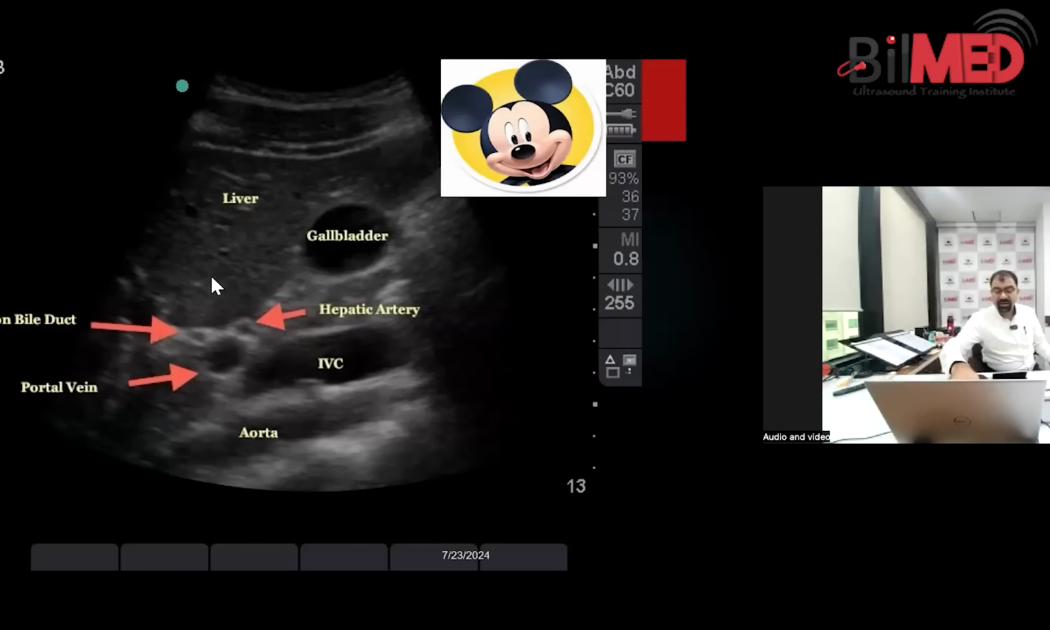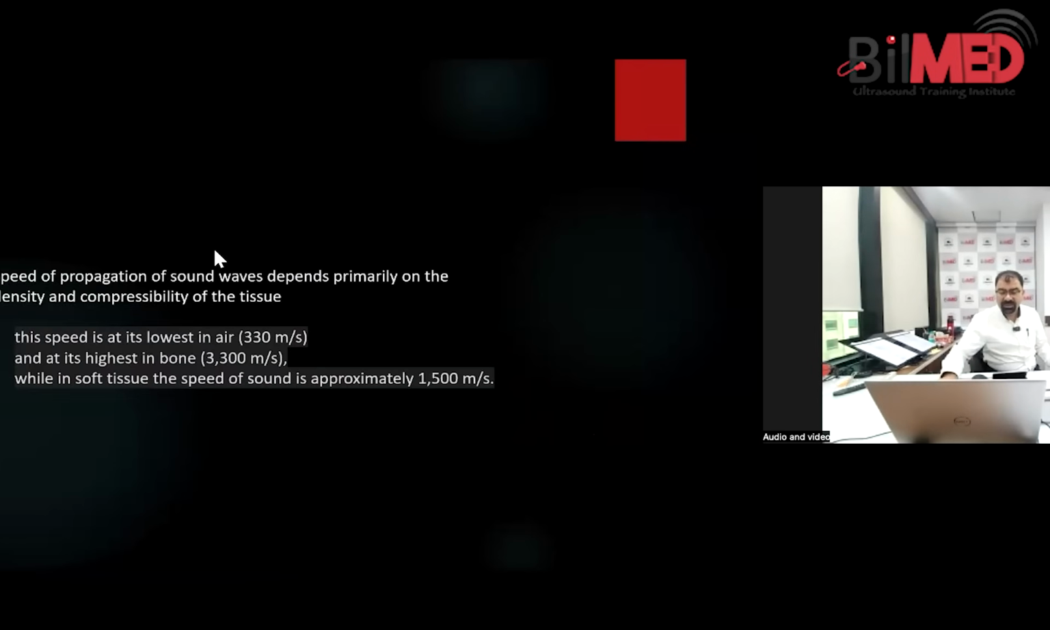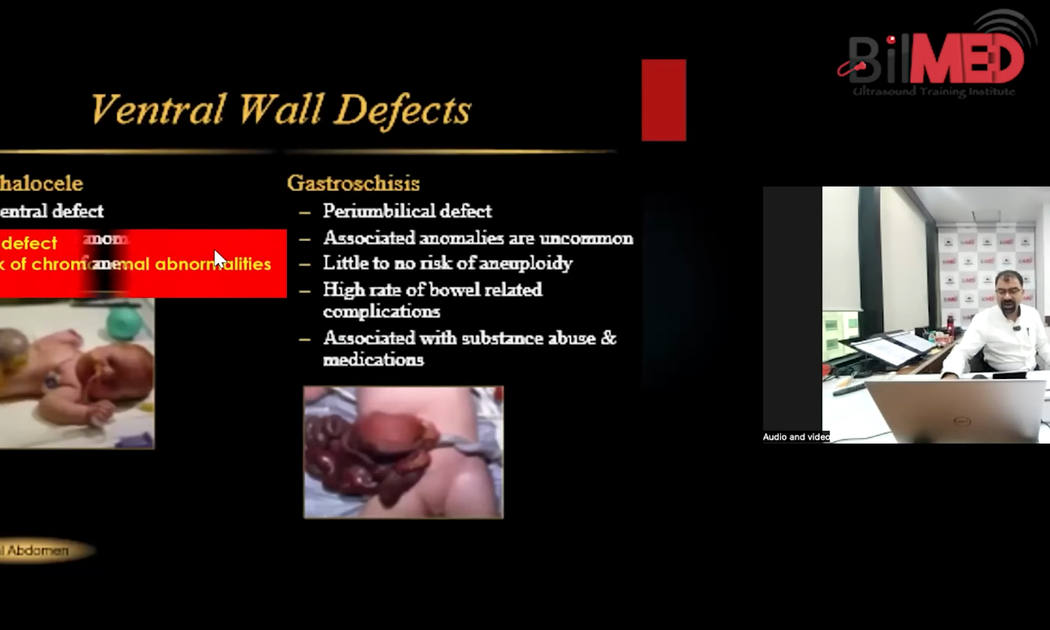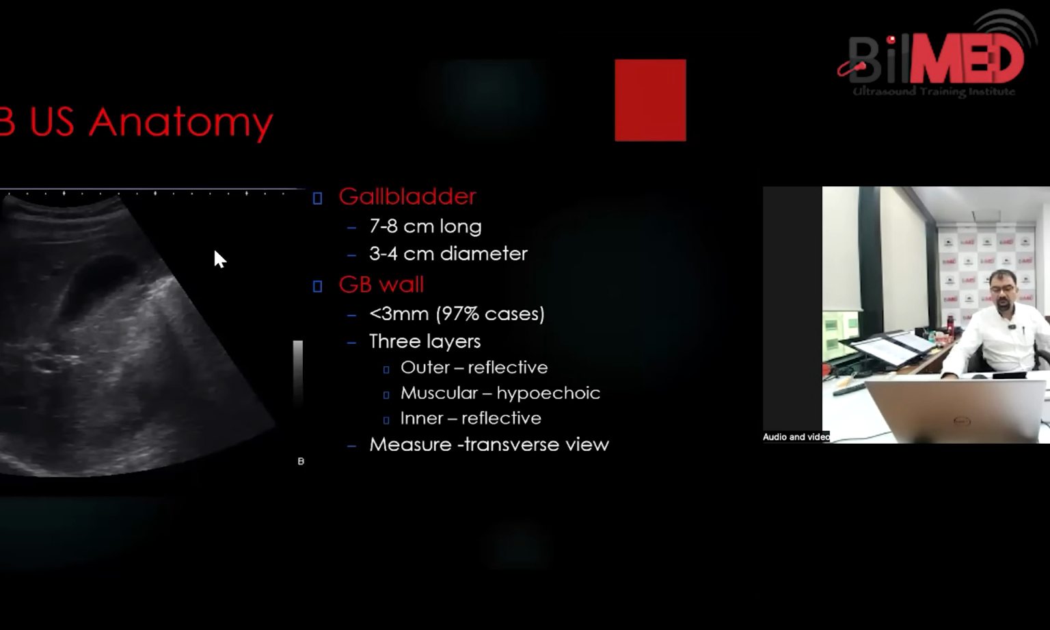Okay, now coming to the gallbladder. In the gallbladder, what we have to see is the length and the width. The length is approximately 7 to 8 centimeters, and in diameter it is 3 to 4 centimeters. So diameter you can take in a transverse section, and in longitudinal section you can take the length.